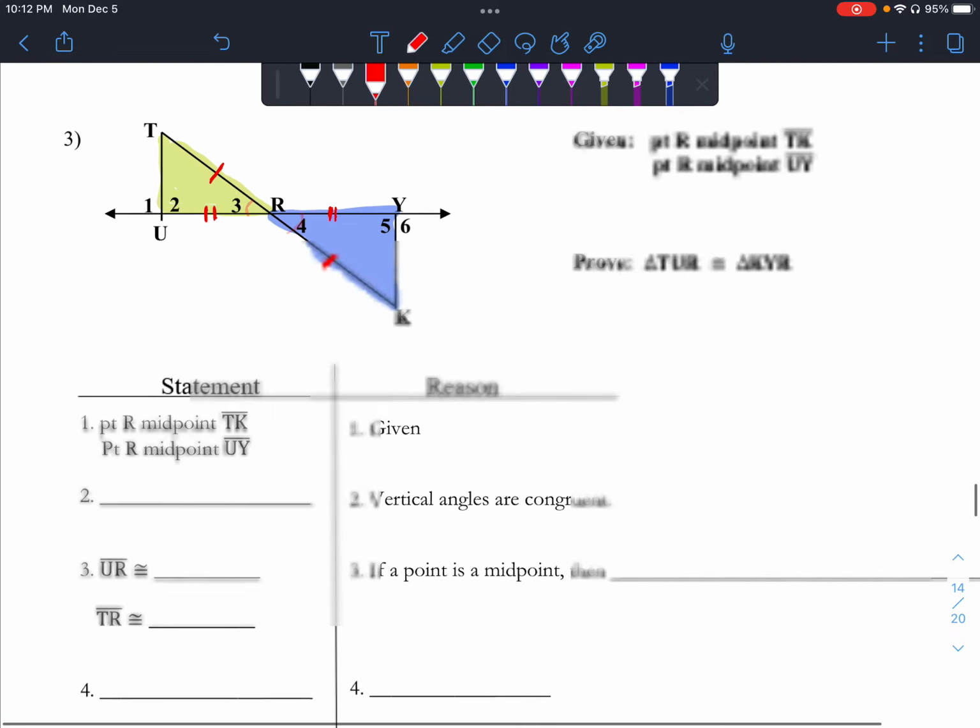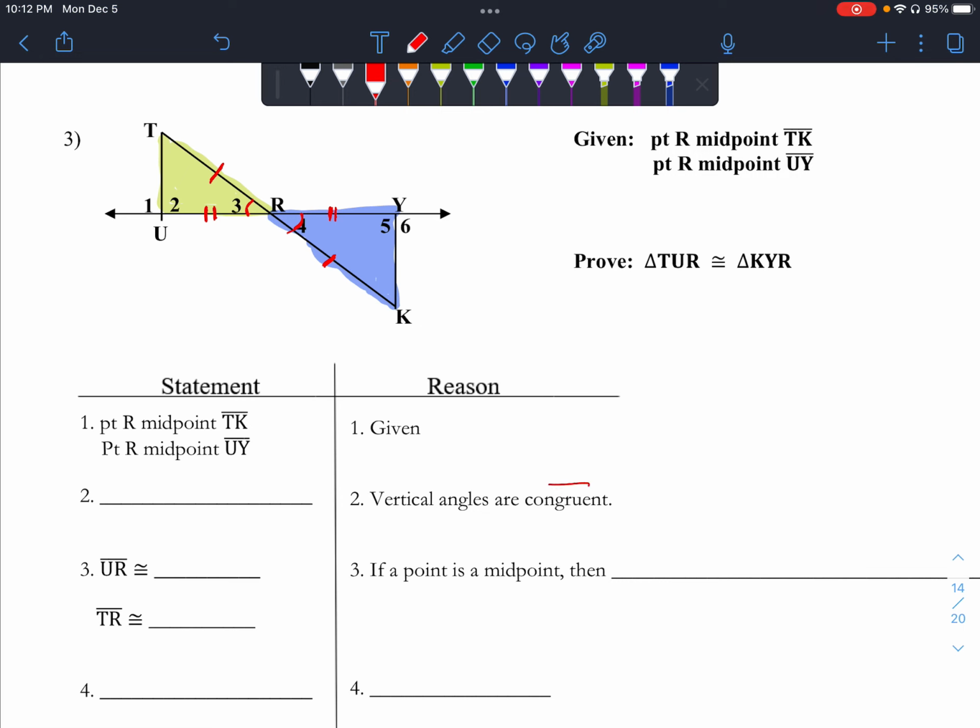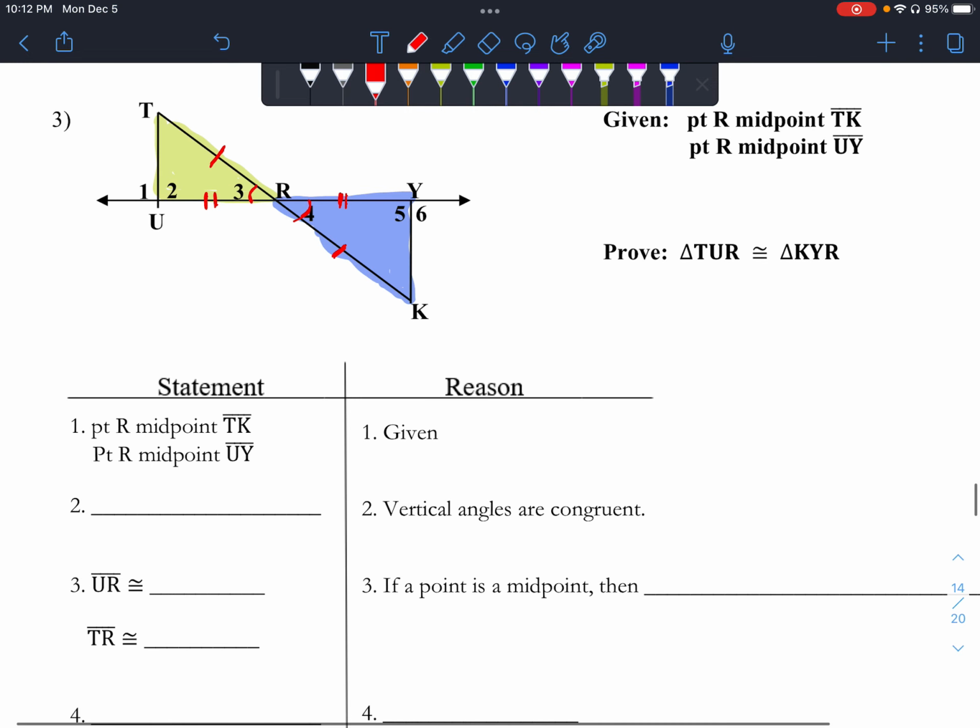So let's see where they got us for our statements. Which two angles were the vertical angles? It looks like I could name that angle number 3 is congruent to angle number 4 because they are vertical angles. From there, they also stated that, hey, if you're the midpoint, then it's going to split, and this is that second half, into two congruent parts.